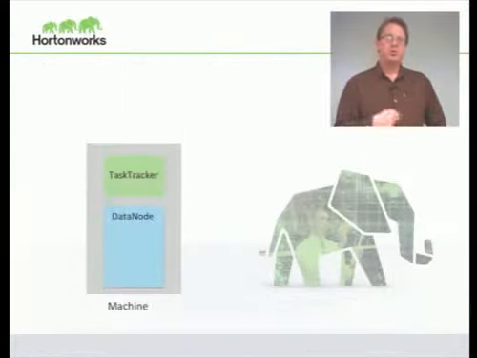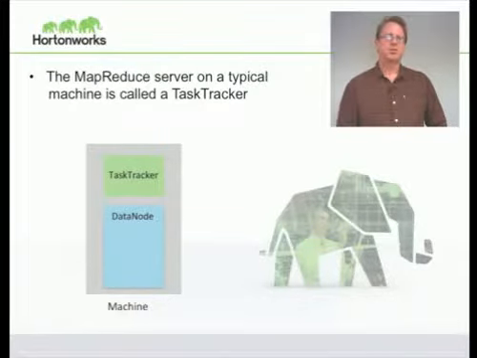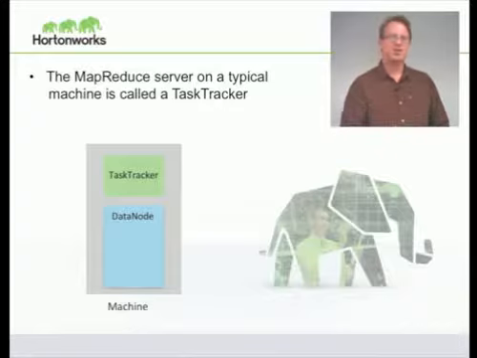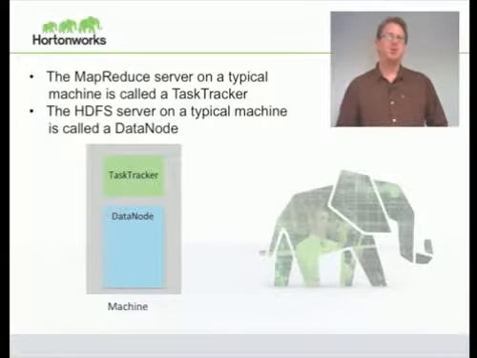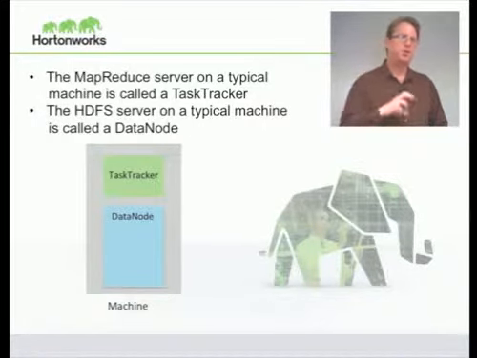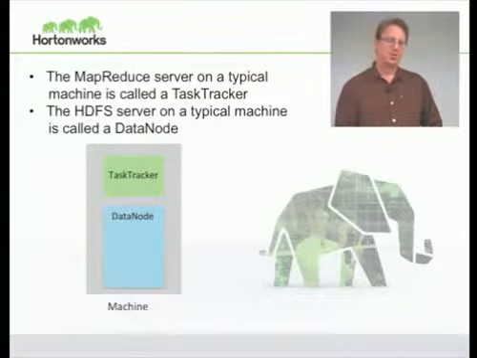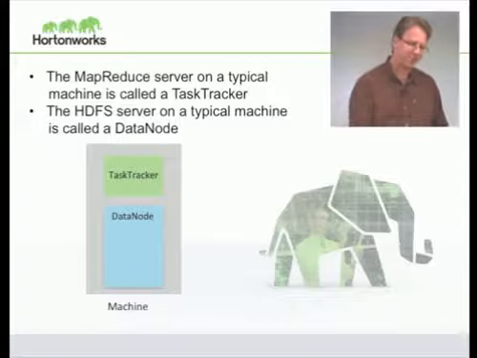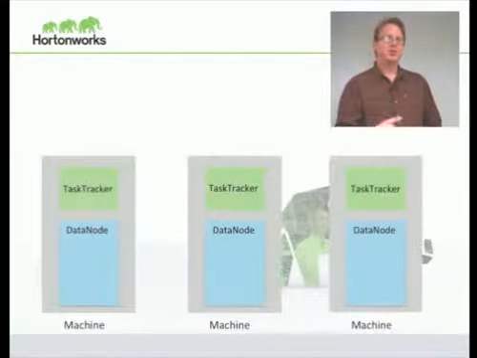The MapReduce server on each machine is called the task tracker. The task tracker is responsible for launching your MapReduce tasks onto that machine. The HDFS server on the machine is called the data node. The data node stores the blocks of data that are stored in HDFS and keeps track of and provides high bandwidth access to the data. So that's what a single machine looks like.